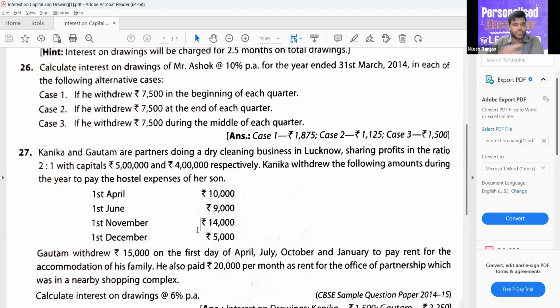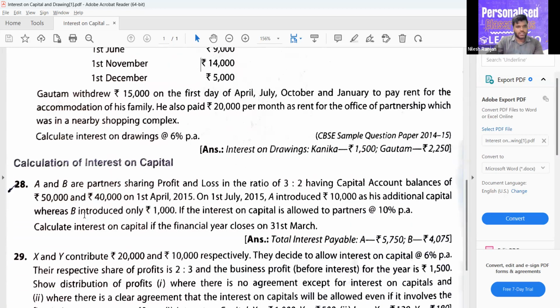So this is your question number 27, calculation of interest on capital. Generally, if you are calculating interest on capital and there are many changes in a year, then please use product method. If you find it easy to calculate by simple method, then you can do it. Otherwise, product method will be very easy for you to understand.